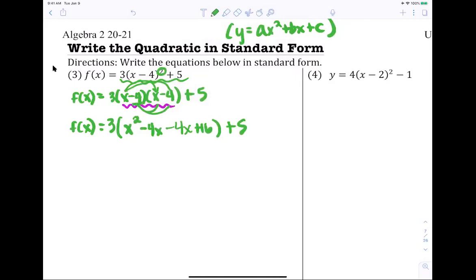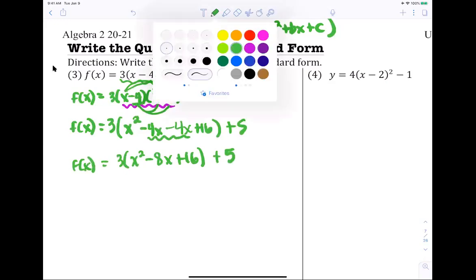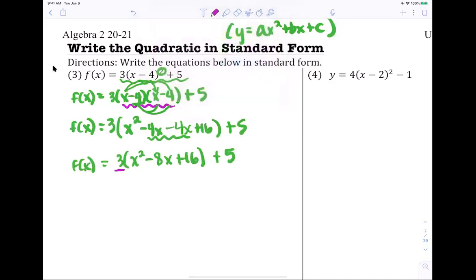Now we're here. Now it's a matter of really combining like terms. So that's my first step before I distribute that 3. I'm going to go ahead and combine those together. So it's going to be x squared minus 8x plus 16, and then the 5 is still going to chill on the end. Now that we've multiplied my quantity out, now is where we're going to go ahead and distribute the 3 out in front. So this 3 is going to get multiplied to each of those pieces on the inside.